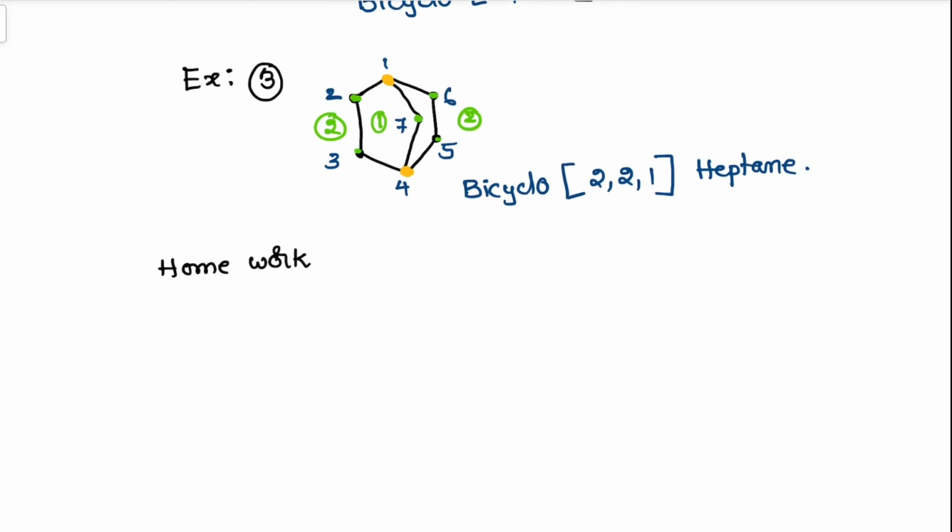I want to give you one simple homework. Take this one example, try to write its bicyclo compound IUPAC name, and mention it in our comment box.